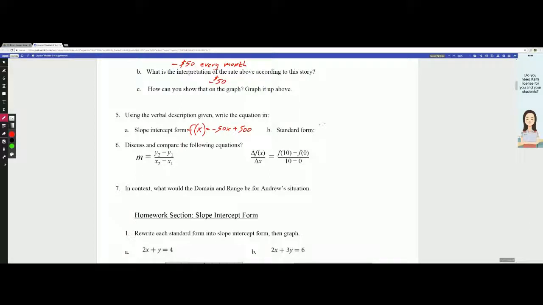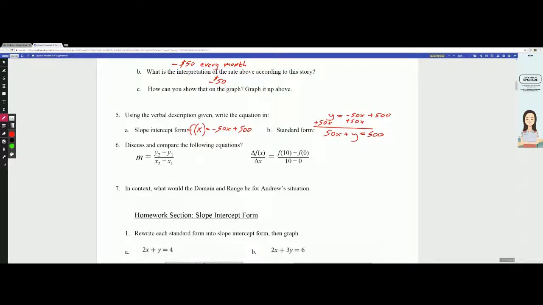Standard form. Now, if I was to rewrite this in standard form, originally we had what? y equals negative 50x plus 500. But standard form says the x term and the y term have to be on the left-hand side. So how do you get rid of a minus 50x? A plus 50x. And remember, what you do to one side, this is the property of equality for addition. So we're going to have 50x plus y equals 500. That would be a great example of standard form.